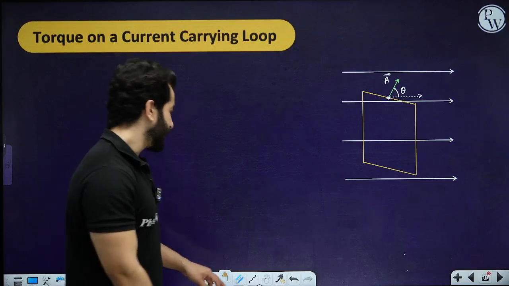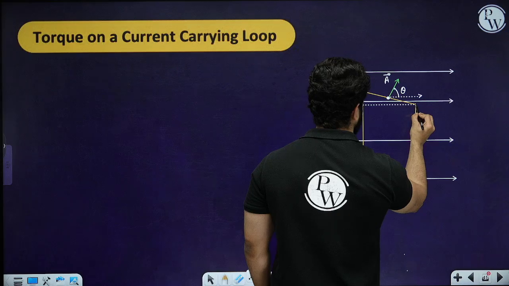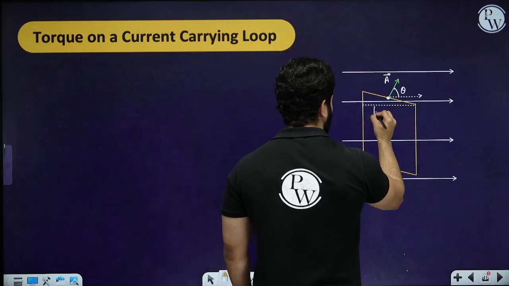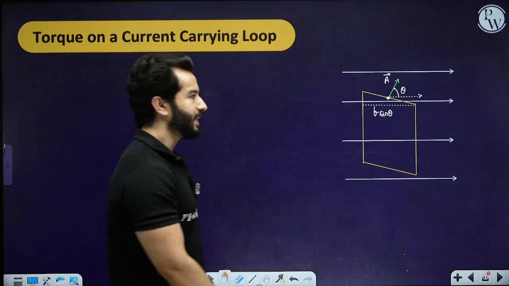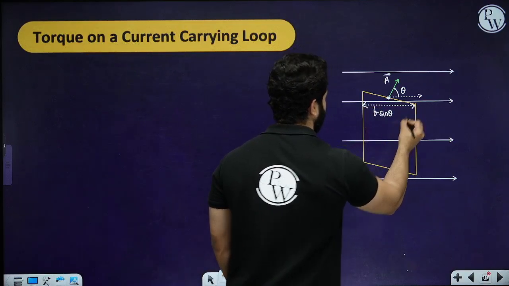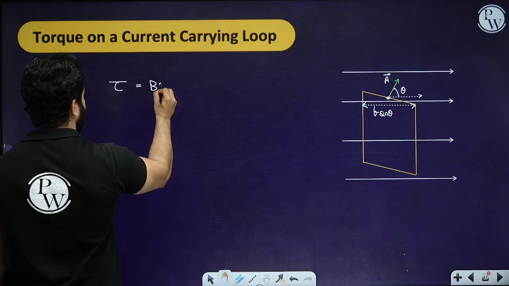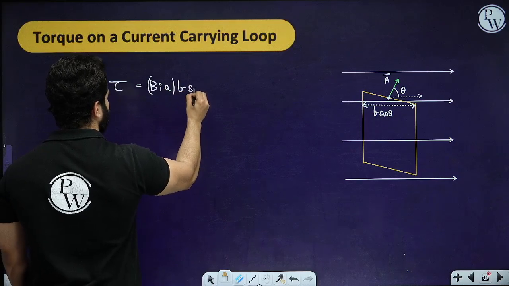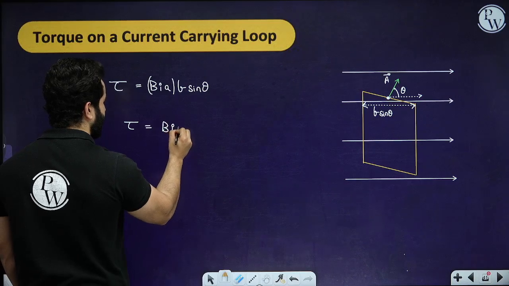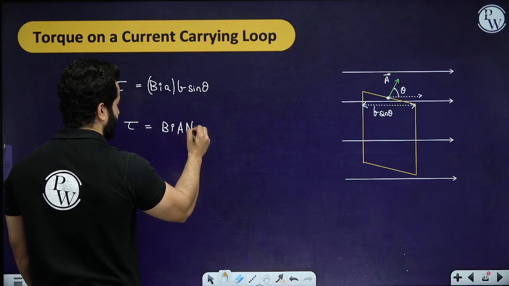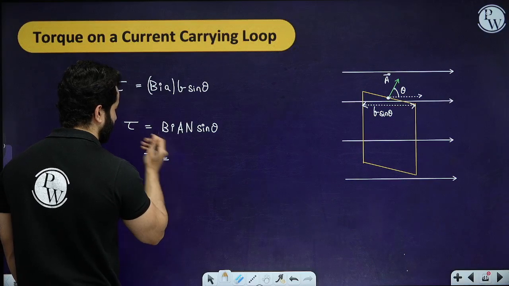So if they are making an angle theta, the distance between these two forces will become, this will not be now b, but this will be now b sine theta. Think about it. It's easy trigonometry, dosto. This distance will become b sine theta. So now the torque will become BIA times small b sine theta, and if we are going to talk about n number of turns, it will be BIAn sine theta, or I into A can be written as M, so this will be, acha, just a second.